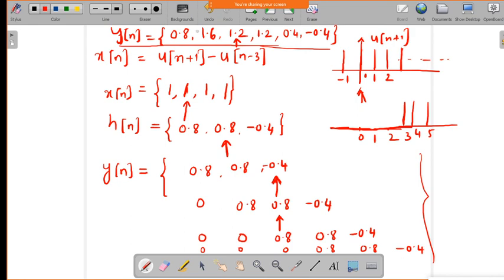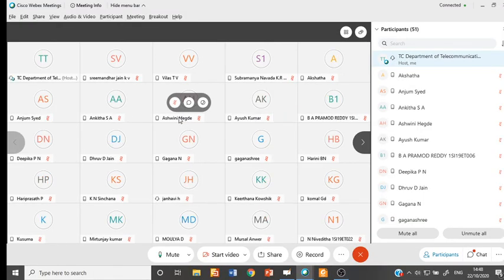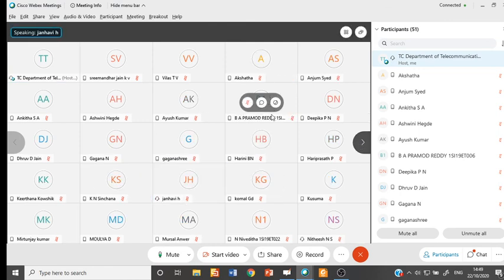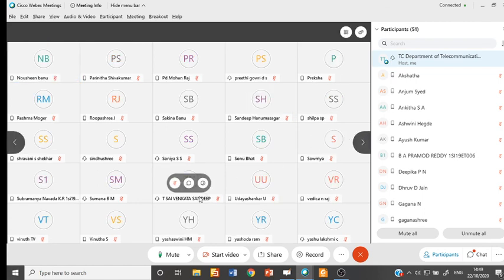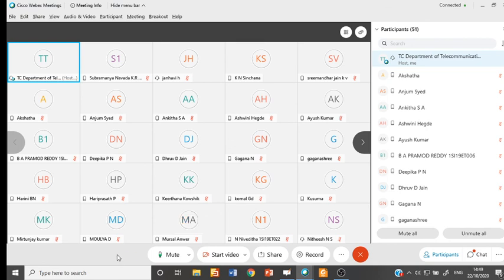Any doubt? You have already done this convolution by shifting the values, right? Any doubt? Janavi, have you got it? Yes, sir. Okay. Subramanya, any doubt? Got the same. Okay. Sinchana, got it? Yes, sir. Got it. Okay. Deepika?